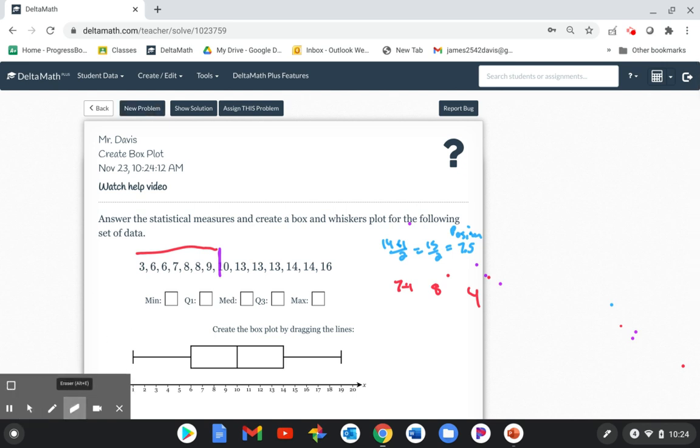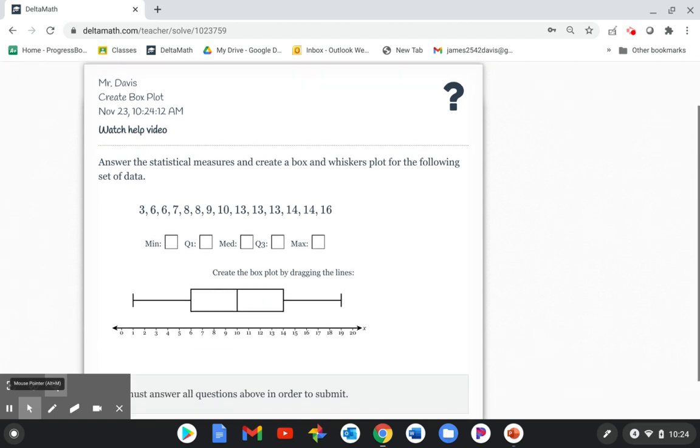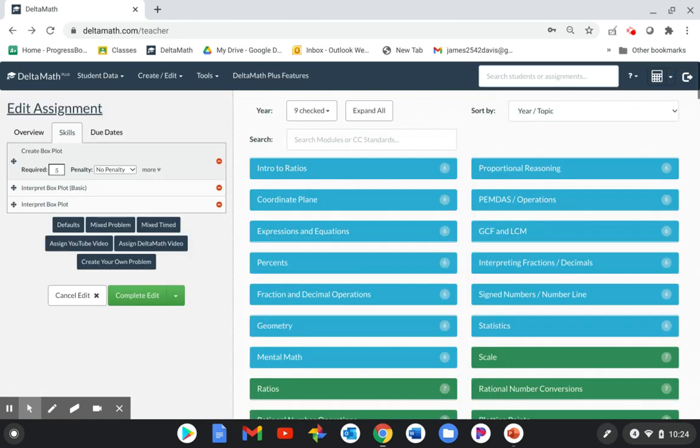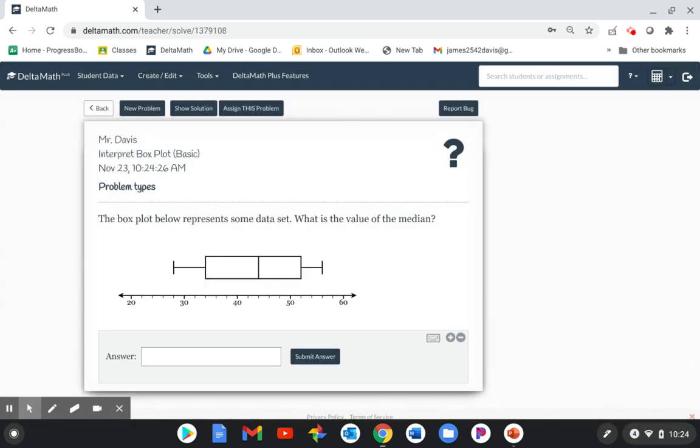So that does it for the box and whisker plots. I believe you have 5 of these to do. So just take your time again, do your best. Now there is a couple other sections here where you're going to have to answer some questions about the box and whisker plots. Hopefully these should be pretty easy.